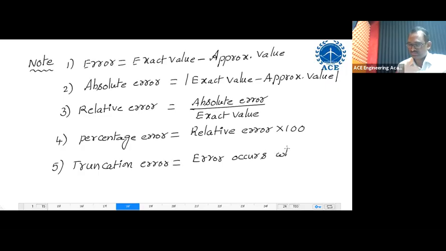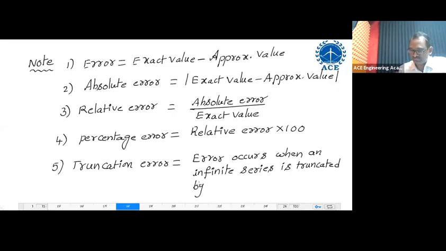Error occurs when an infinite series is truncated. Infinite series is truncated means cut by a polynomial. Polynomial means the infinite series is cut by a finite number of terms. That finite number of terms is a polynomial. That is truncation error.